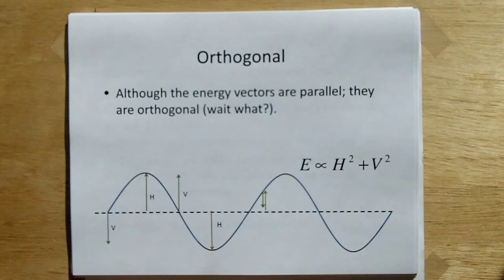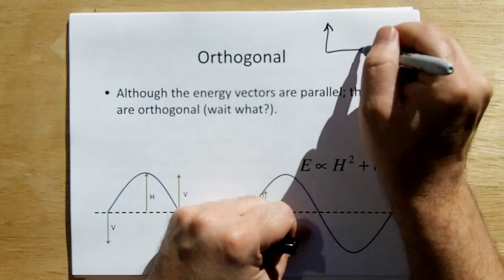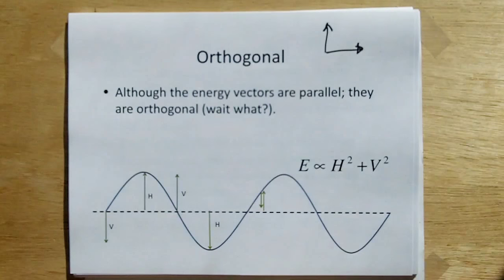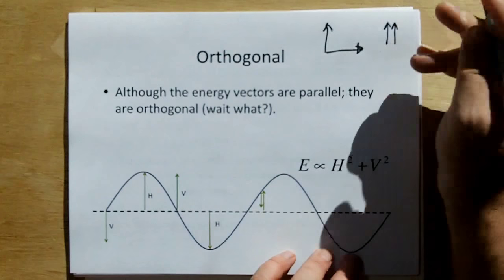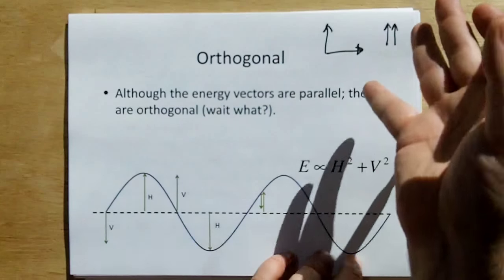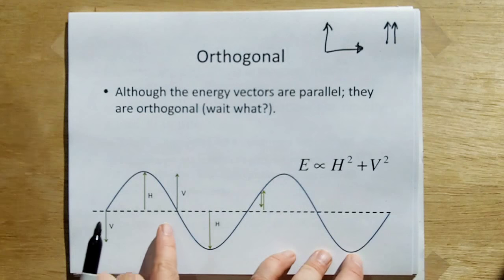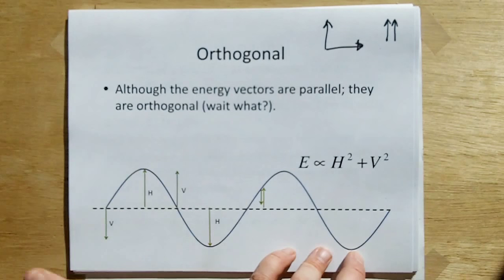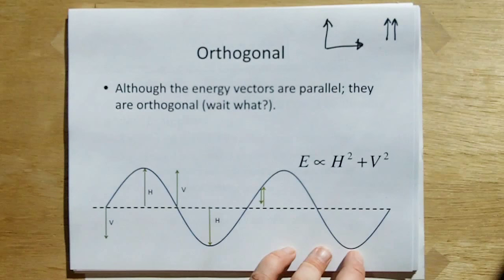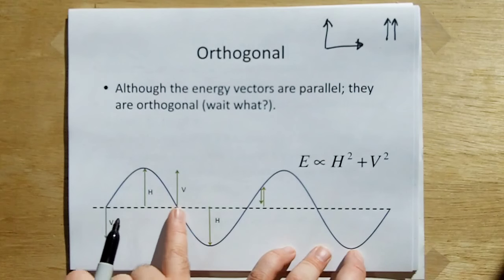A lot of people are improperly taught in college that perpendicular is orthogonal. Well, if something is perpendicular, it's orthogonal. But orthogonal can also be two vectors in the same direction. And you say, well, wait, they're not perpendicular. How can they be orthogonal? Well, because you may not be able to add them. You cannot add the height of a wave to the velocity of a wave. Height and velocity are two different things, like apples and oranges. So even though they're in the same direction spatially, they're orthogonal because you just can't add these two values together.